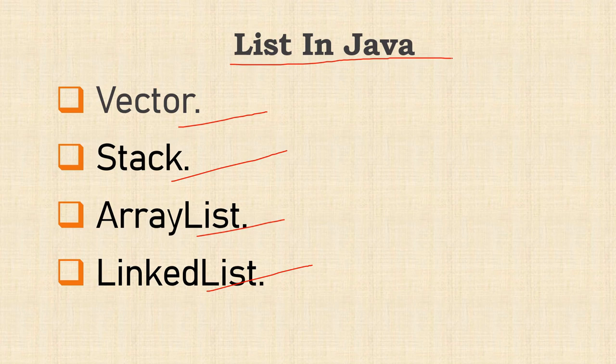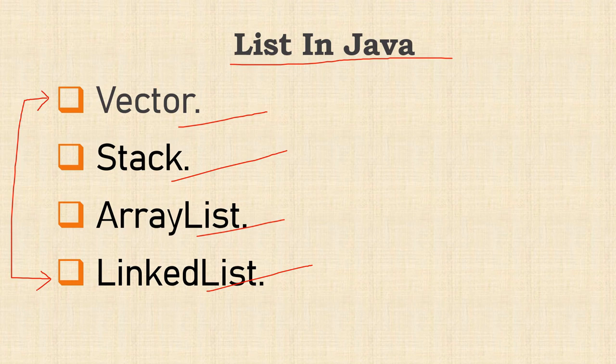So we are going to cover all four classes, and we'll do the coding also to understand. We'll see all the methods. The difference between ArrayList and LinkedList, what is a stack, what is vector, the internals of vector and stack, and how they internally work. So we are going to cover the complete scenario, all the methods available in all these classes, and we'll do the coding questions.